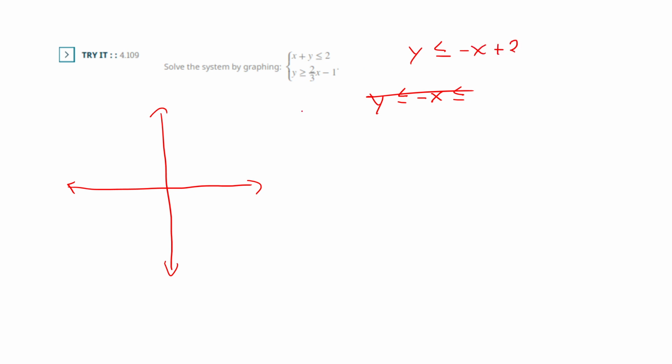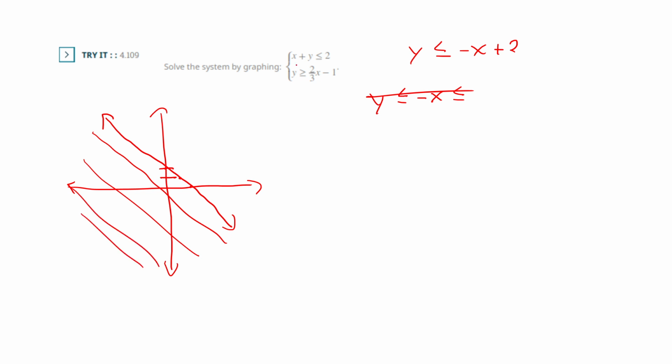Okay, I've solved that top one for y. So my intercept is 2. Now that's a slope of negative 1 over 1. So down 1 over 1, down 1 over 1. Now this has an equal involved, so this is going to be a filled in line. And we want the y's that are less than or equal to that line, so we want down here.